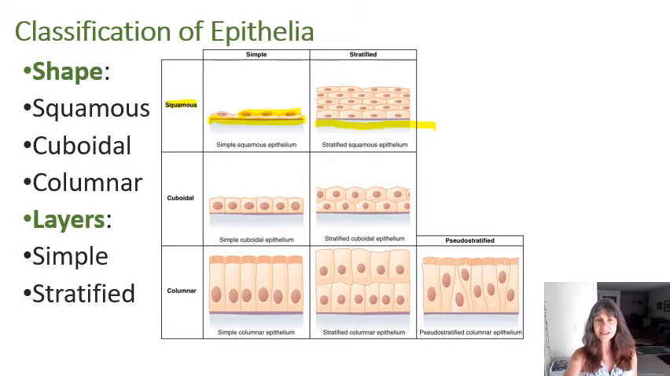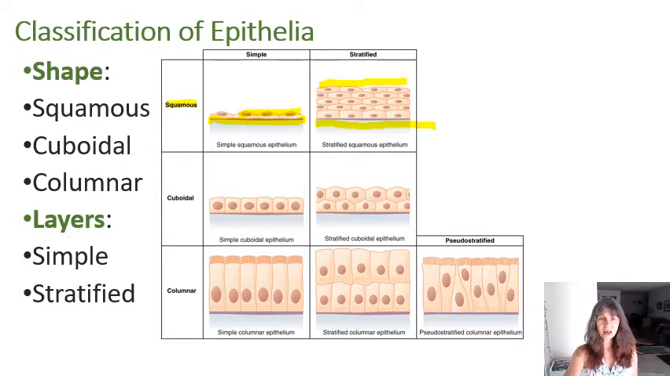When we look at numerous cells above the basement membrane and we look closely at the cells at the apical surface, because these cells start to flatten out, we refer to this type of epithelium as stratified squamous epithelium, because the term stratified refers to the fact that there are layers.